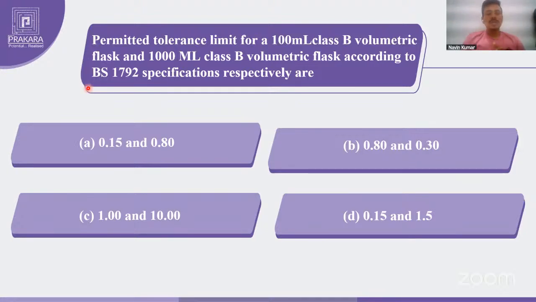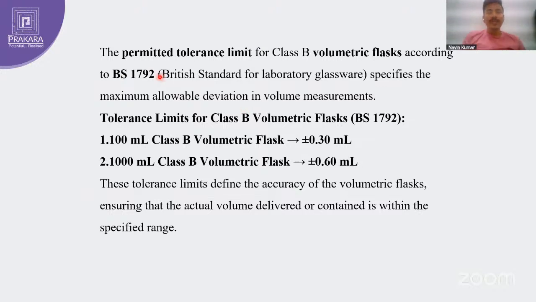In this kind of question, nothing is going to help you. There is no calculation, there is no need of anything. You just need to remember the guideline. I'm going to show you the guideline first and then we will discuss the correct option. As per the British standards for laboratory glassware, the tolerance limit for the 100 ml volumetric flask is plus minus 0.30 ml, and for the 1000 ml, it's plus minus 60 ml. It's as per British standard. There is no shortcut. You need to remember this data. That will only help you.